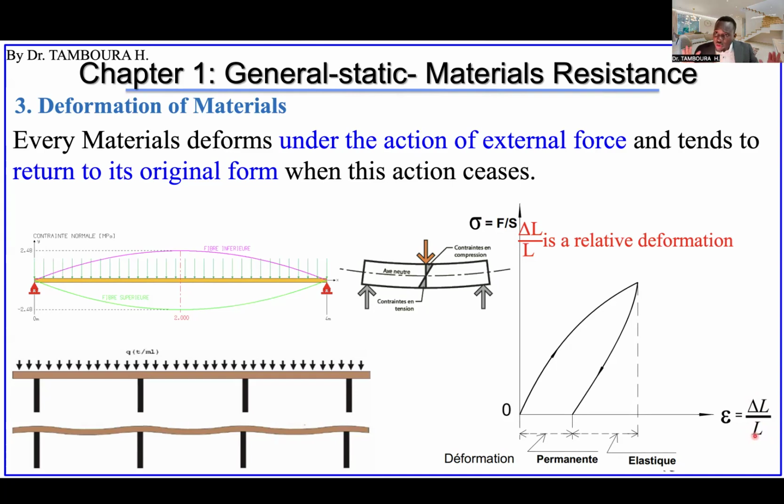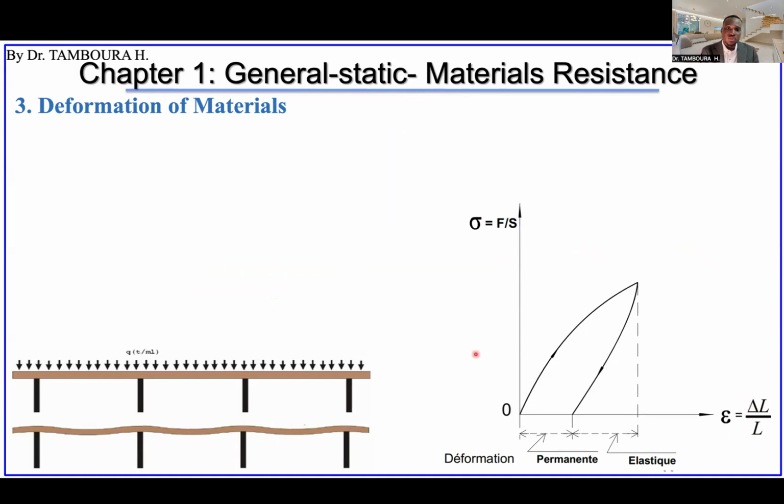It is the same when you do compression and you reduce the size of the material. Let's say, for example, you do compression and you reach 9.75. It means you have reduced it by 0.25. 0.25 will be your delta L. So 0.25 divided by 10, the original length, will be this. Okay, relative deformation normally. I hope you understand what I mean.